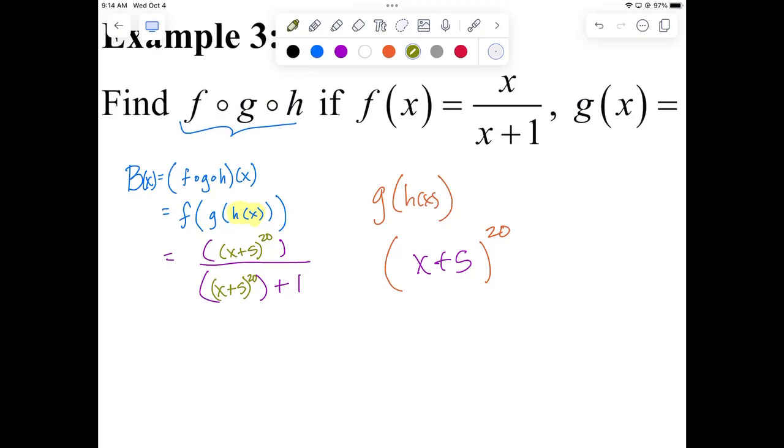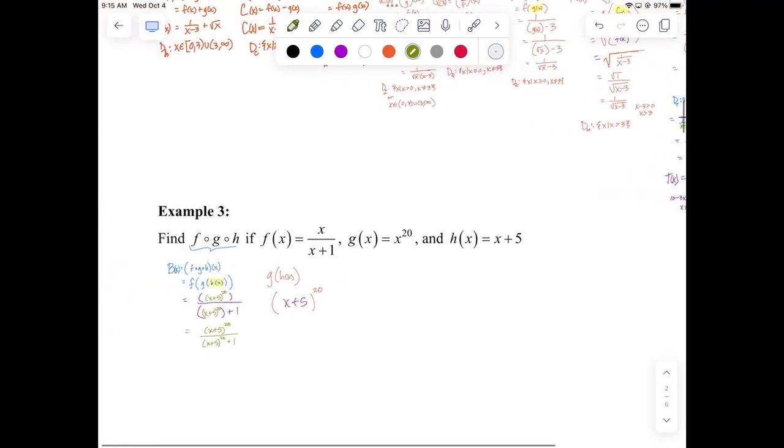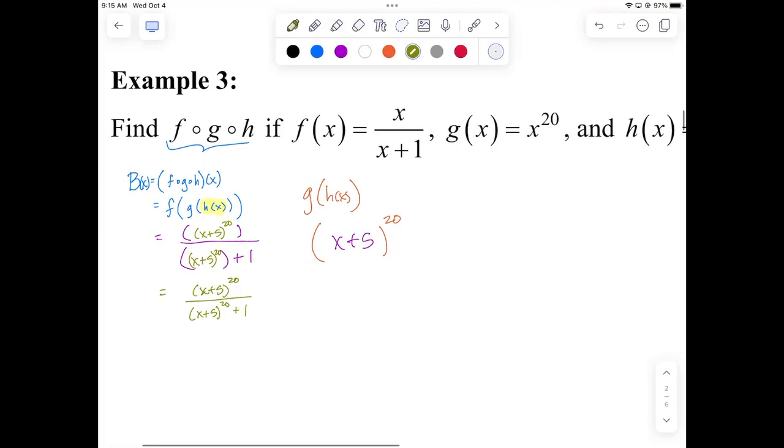Now the purple parentheses show the replacement of x with the receptacle. Now I can simplify it. I don't need all those parentheses. I can just say it's x plus 5 to the 20th all over x plus 5 to the 20th plus 1. All right. What am I supposed to be doing? It says just to find it. Did I find it? I did.